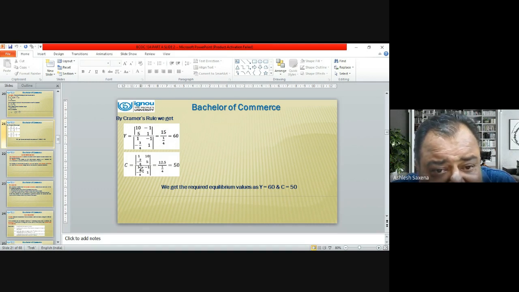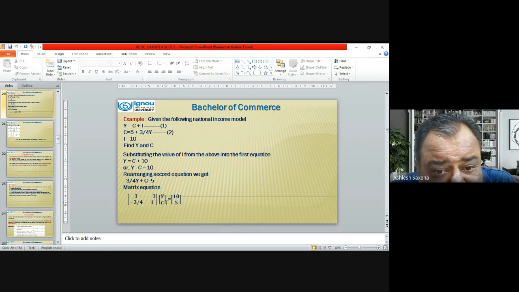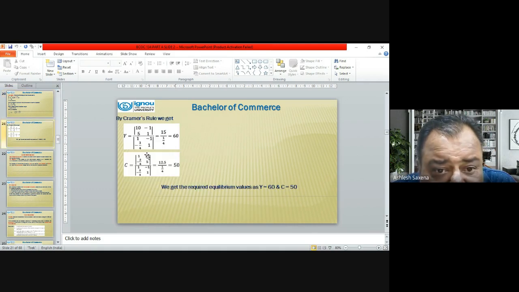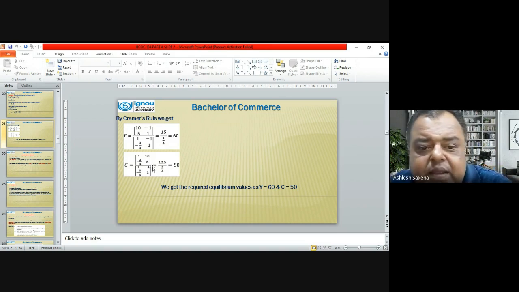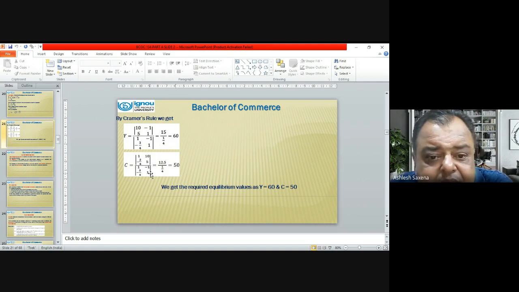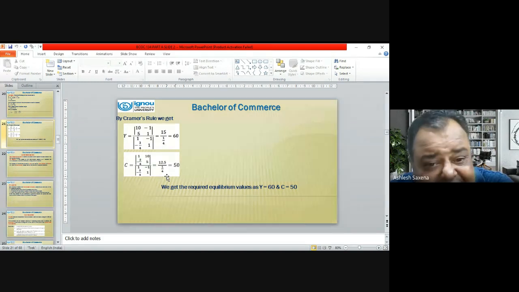And similarly, for c, we will be replacing the second column with 10 and 5. Here you see, the denominator will remain the same. The denominator will be 1 by 4, and the numerator here will be 12.5. 12.5 divided by 1 by 4 is 50. That means we can say that y is 60 and c is 50.